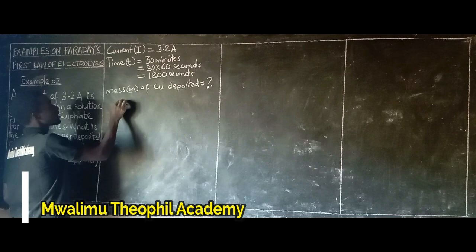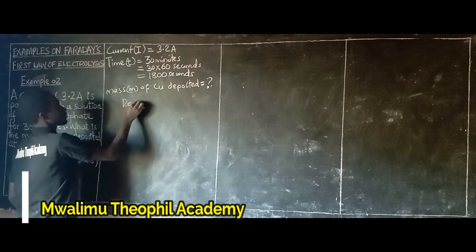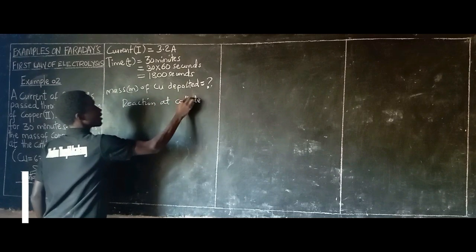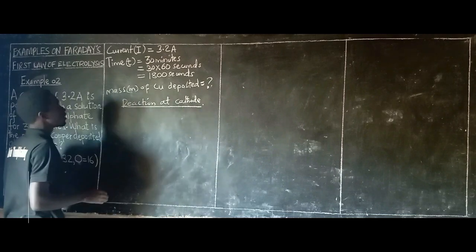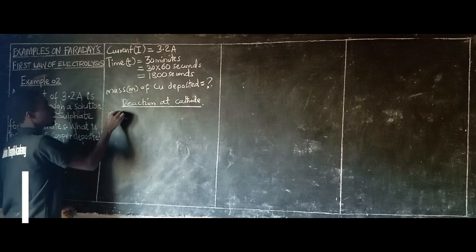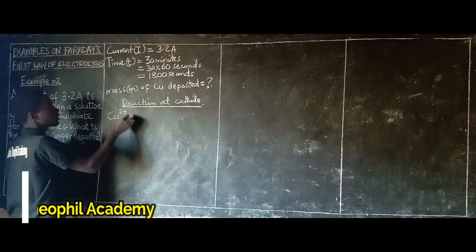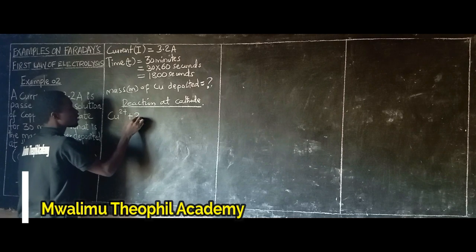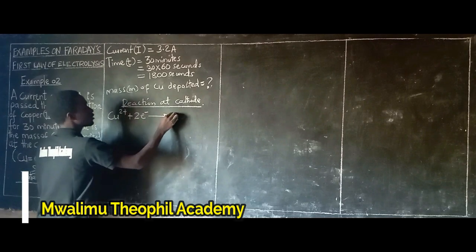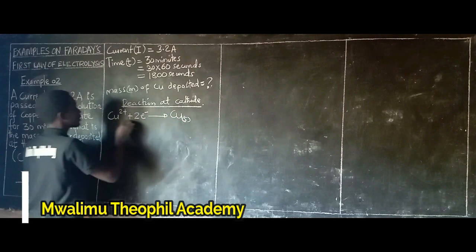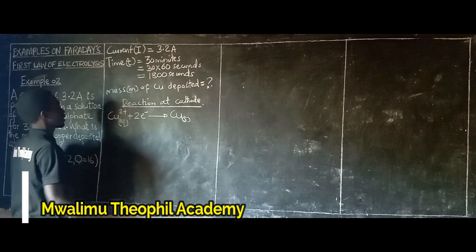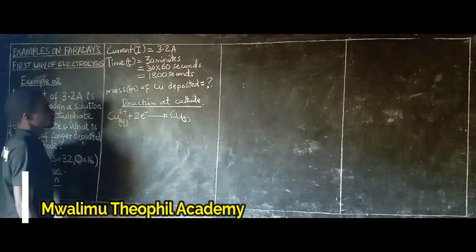Here, let us consider the reaction at cathode. The reaction at cathode will involve the reduction of copper ion into copper metal. Now it will be copper 2 ion. It will gain the electrons equivalent to these ions, I mean 2 electrons, and it will be discharged to copper, which is solid. Now this is in aqueous form. As you can see, this is the balanced equation for this reaction.